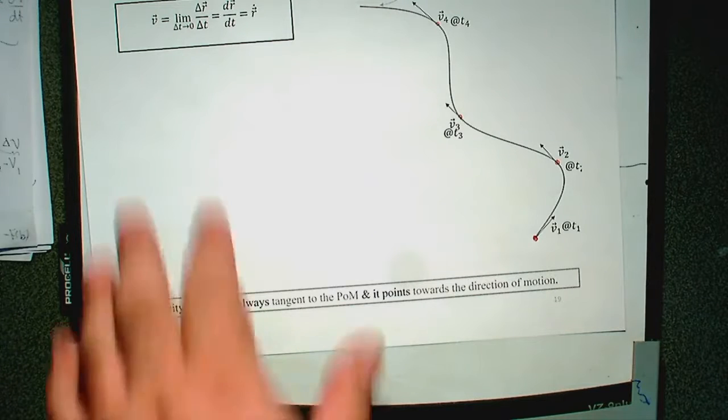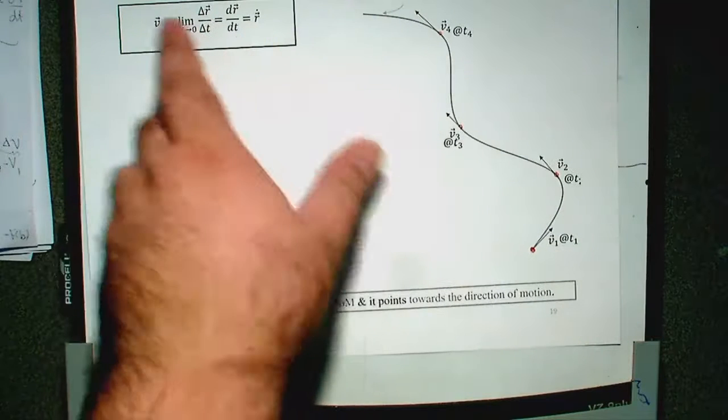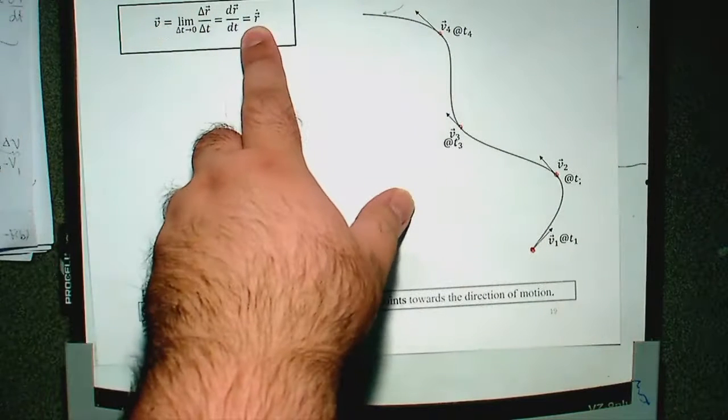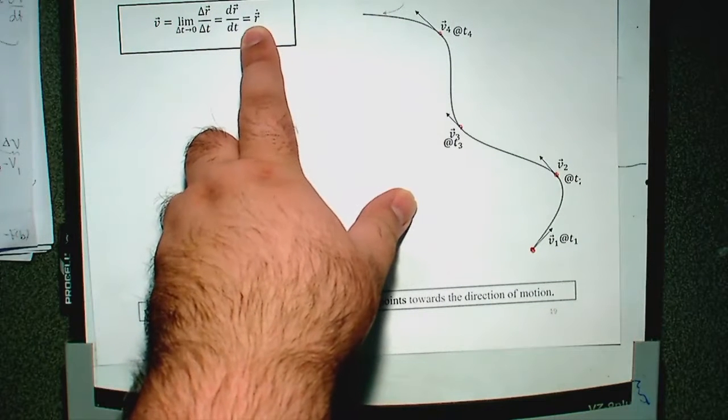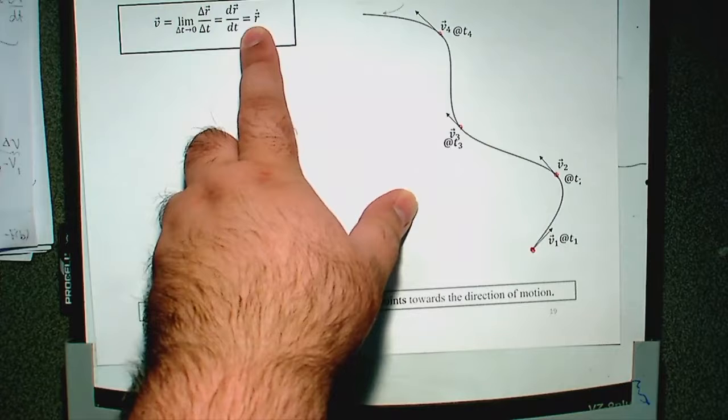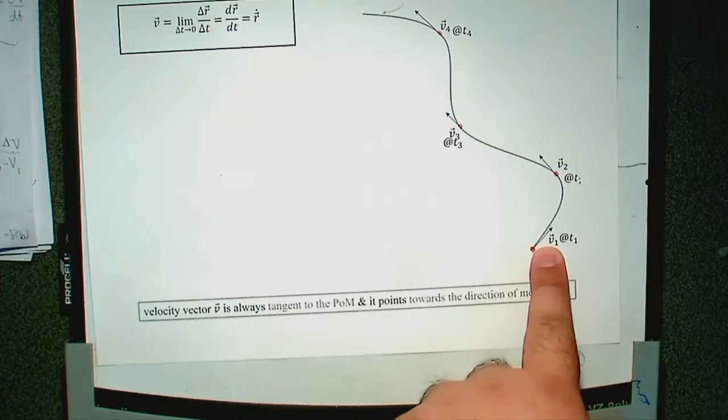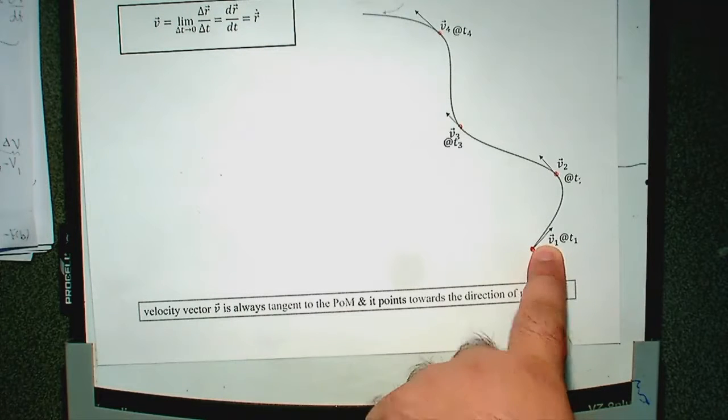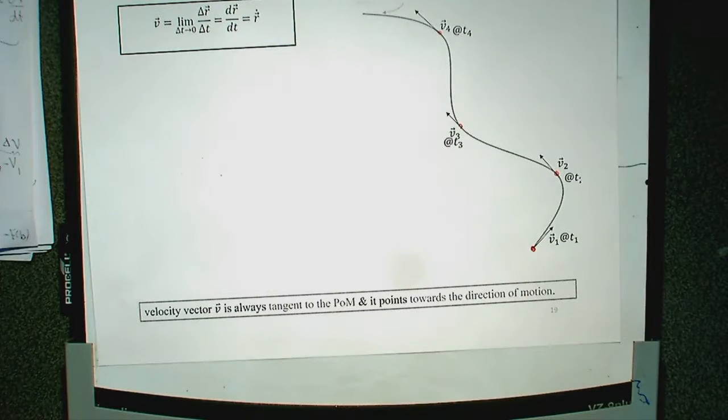Then this is the definition of the velocity vector, which is nothing more than the first time derivative of the position vector. And its direction is always tangent to the path of motion at each time or at each point. And the direction is the direction of motion.